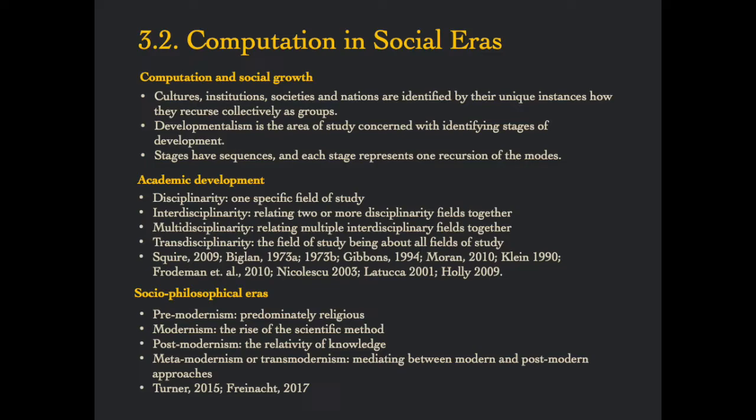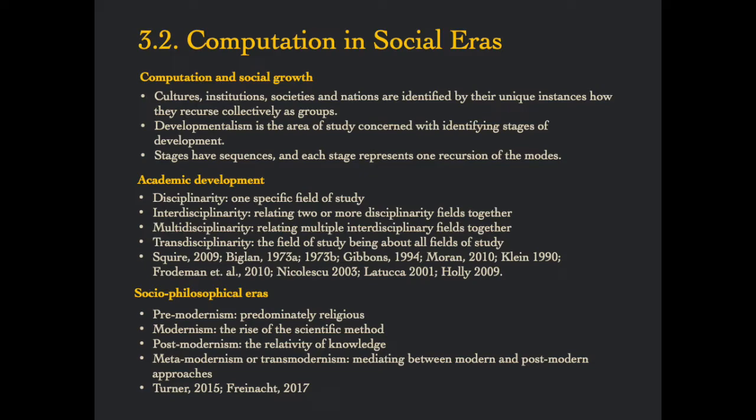But the trajectory also follows the computational modes. Disciplinary fields are static, and interdisciplinarity is the dynamic of relating two or more disciplines together. Multidisciplinarity is the multidynamic of relating different kinds of interdisciplinary fields together all at the same time. And when all of these are merged together as a higher level of complexity with a wide enough horizontal complexity scope, we get transdisciplinarity, which is a higher order of organization, which is, like I said, the field of study about all fields of study.